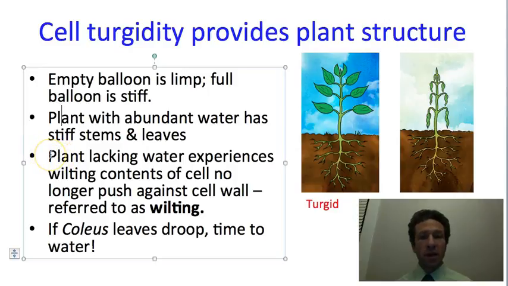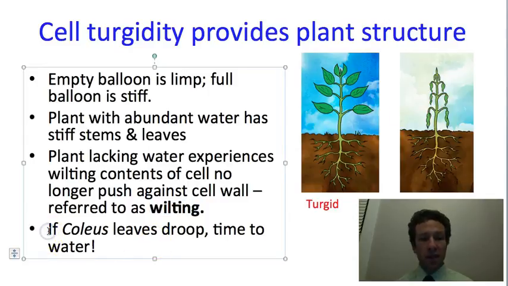We can also think about what happens if a plant loses water. As water is lost from plant leaves, then there's no longer going to be a push of that water against the cell wall, and as a result, those individual cells will become flaccid. The leaf as a whole will wilt, and wilt refers to this droopiness caused by a lack of water.